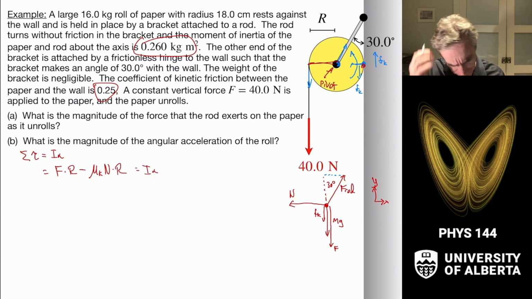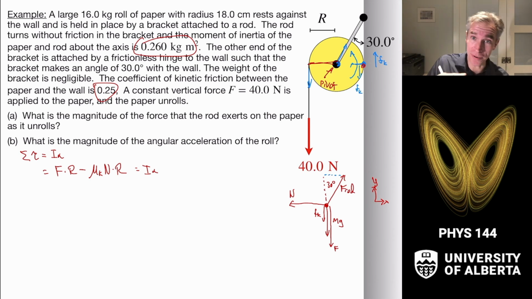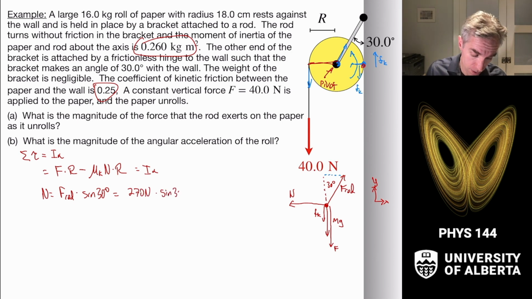alpha. Cool. Well, back in the previous slide, when we were having a delightful time, we calculated that the normal force was equal to the force of the rod times the sine of the angle, which was 30 degrees, and the force of the rod was 270 newtons. So times sine 30, which is also known as a half, that's 135 newtons. So we know what the normal force is from the previous problem. And we can solve for alpha.